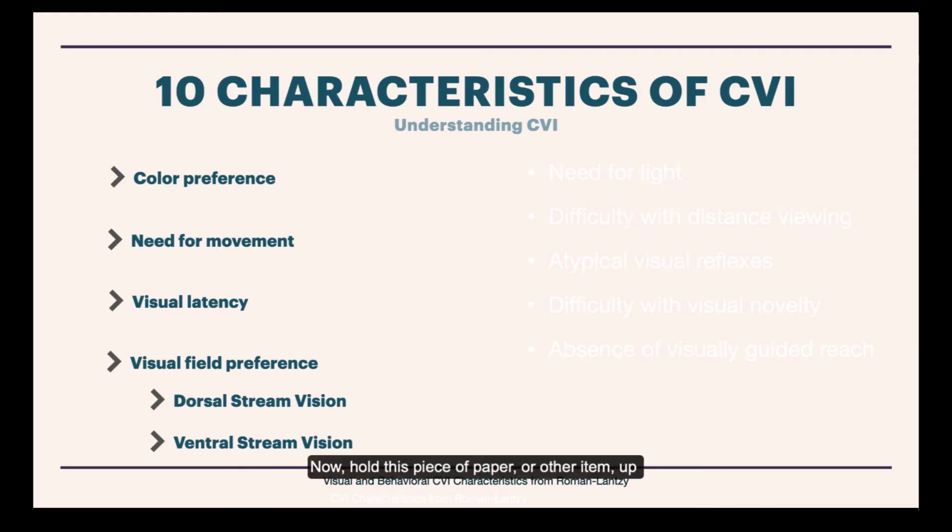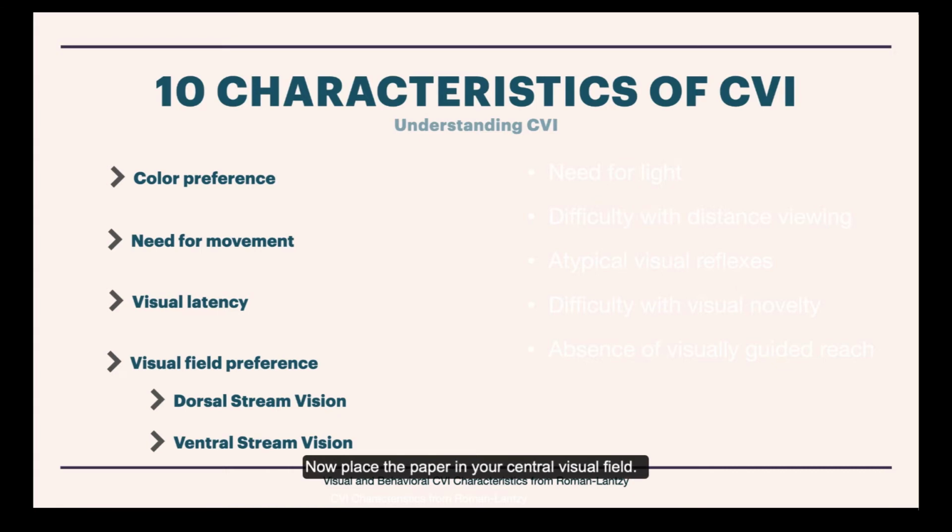Now, hold this piece of paper or other item up in your right or left peripheral field, your choice. Now, without turning your head, can you read and tell me what is written on that piece of paper? No. You can see where the paper is. This is you using your dorsal stream vision. Unless you turn and use both eyes together, you cannot read what is on that paper or identify what it is. This is because your what vision, or your ventral stream vision, requires use of the central visual field.